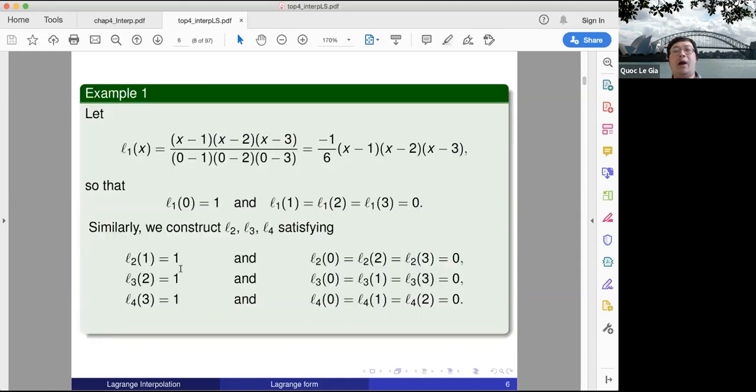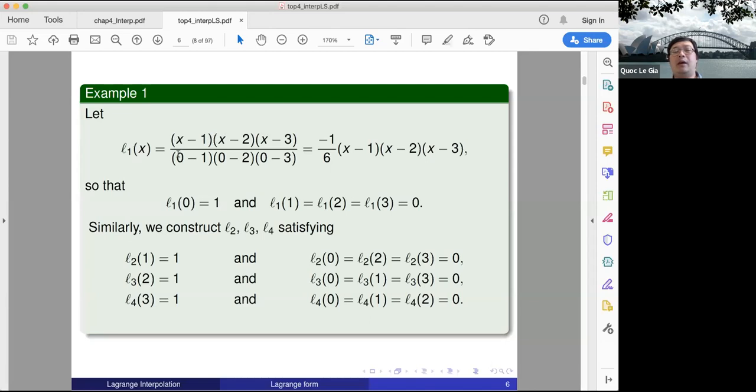So how do you define L2? So anyone? So what is the product? So you see the pattern. The pattern is x minus the first, x minus the second data point, x minus the third data point and x minus the fourth data point, except the first one.